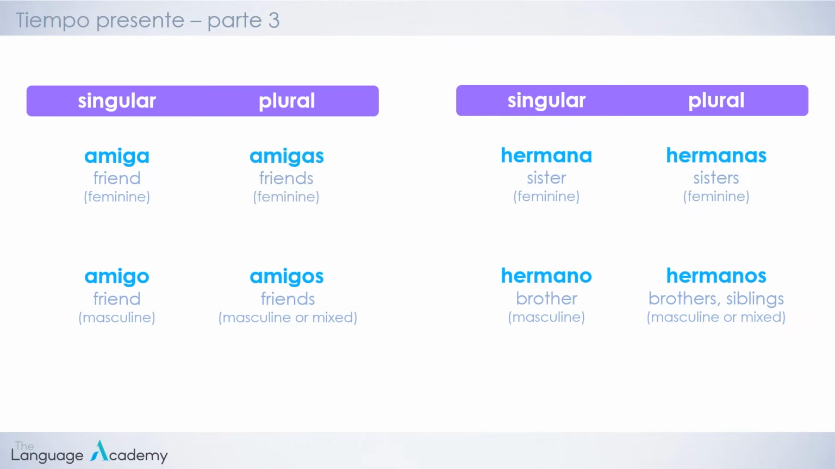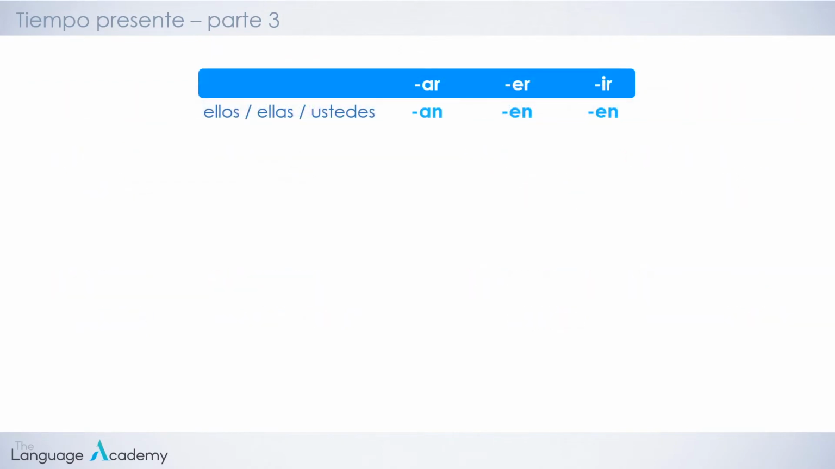It's also important to know that in order to say my friend, you need to use mi. And in the plural case, this becomes mis. Mis amigas, mis amigos. The same for hermana and hermano. Mi hermana, mi hermano. Mis hermanas, mis hermanos. Here we have the present tense endings for ellos and ellas. We're going to use that to complete the next exercises.